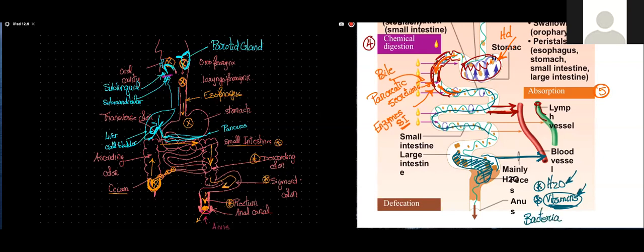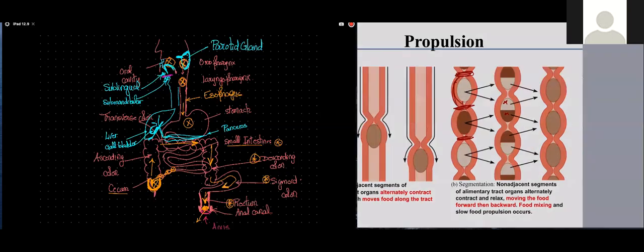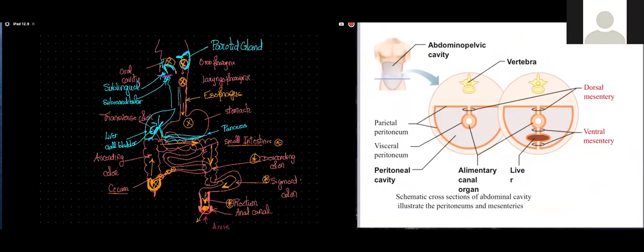So the bacteria will be breaking down the undigested and unabsorbed part of the food that reaches the large intestine, and as a byproduct of the bacterial metabolism, they will be producing some vitamins that get absorbed from the large intestine. Questions?